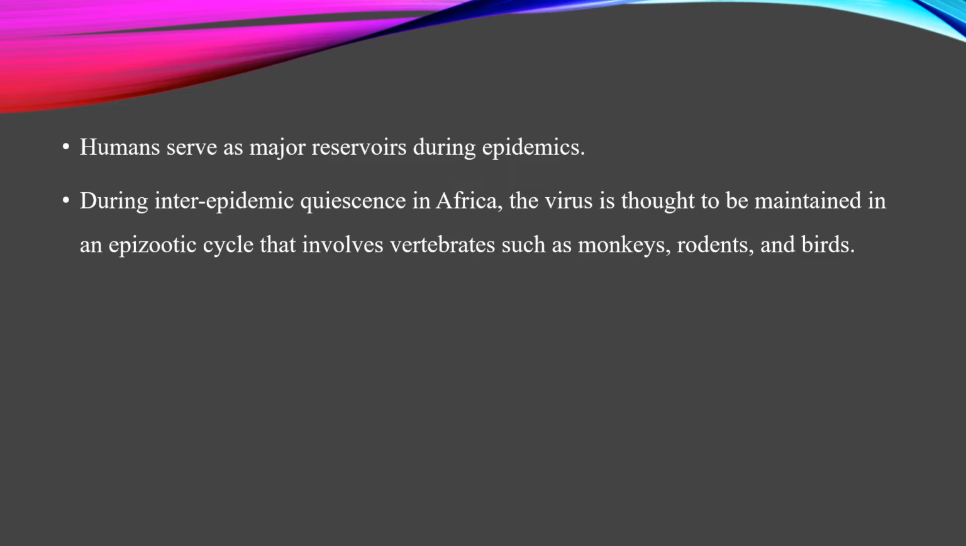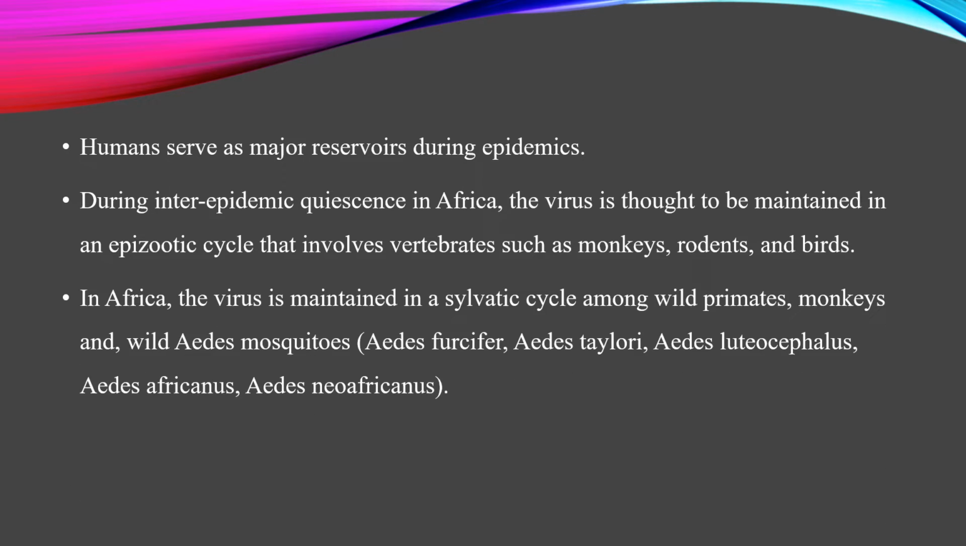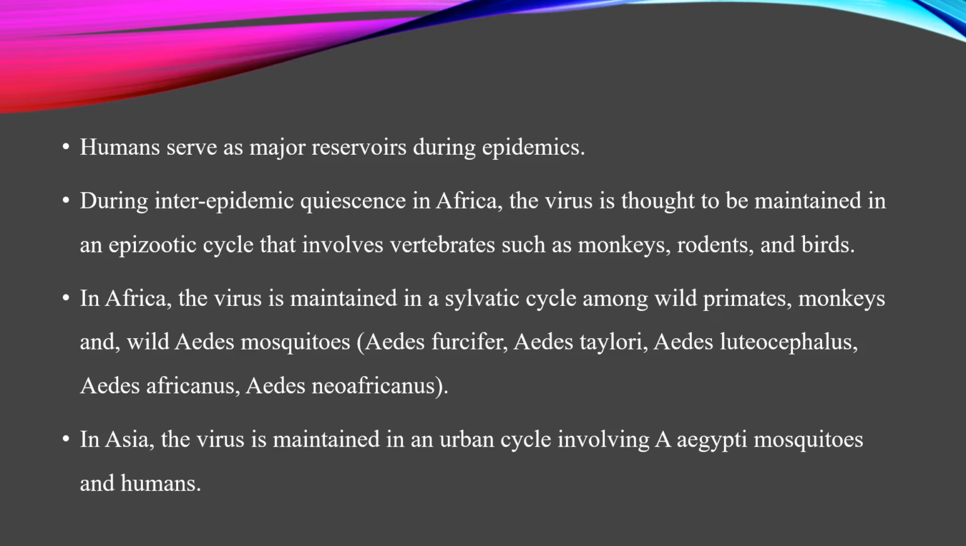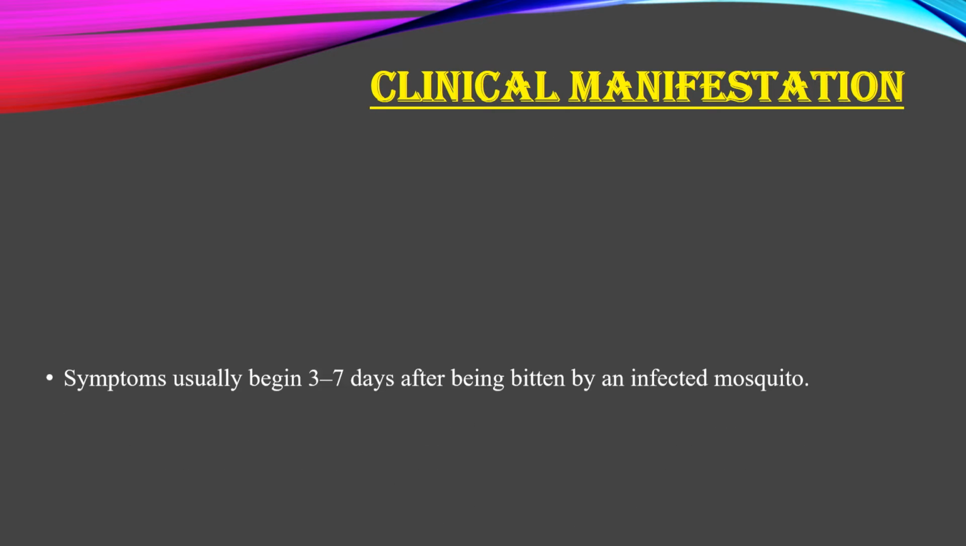During inter-epidemic visits in Africa, the virus is thought to be maintained in an epizootic cycle that involves vertebrates such as monkeys, rodents, and birds. In Africa, the virus is maintained in a sylvatic cycle among wild primates, monkeys, and wild Aedes mosquito, which is Aedes furcifer, Aedes taylori, Aedes luteocephalus, Aedes africanus, and Aedes neoafricanus. In Asia, the virus is maintained in an urban cycle involving A. aegypti mosquitoes and humans.